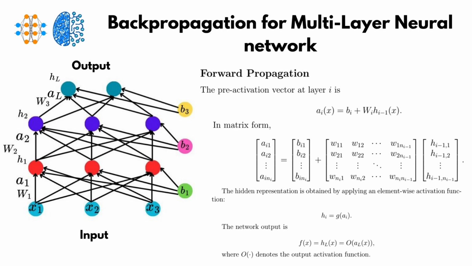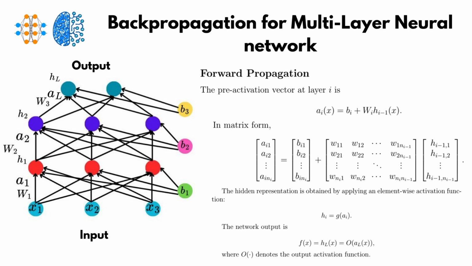Once the pre-activation values are computed, we apply an activation function. This gives us the hidden representation h_i equals g(a_i), where g represents an activation function such as ReLU, sigmoid, or tanh. The activation function introduces nonlinearity, enabling the network to learn complex patterns from the data. This process is repeated layer after layer.